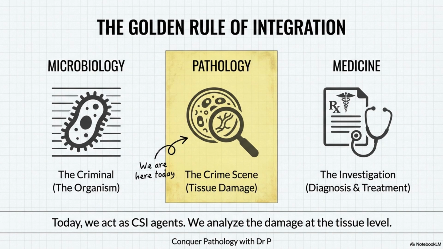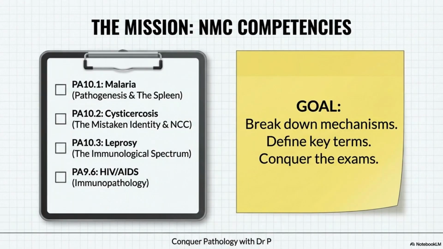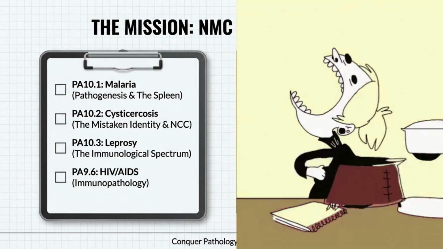Microbiology is about the criminal, the organism, the bacteria, the virus. Pathology is about the crime scene, what damage they do to your tissues. Medicine is about the investigation and justice, diagnosis and treatment. I'm going to break down every single term. If I say granuloma, I'll tell you exactly what cells are in it. If I say sequestration, I'll tell you why it kills the patient. Grab your notebooks and a coffee and let's conquer this.